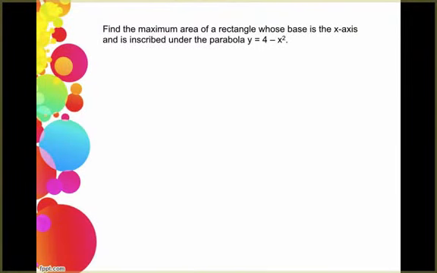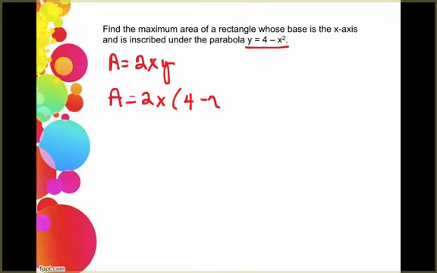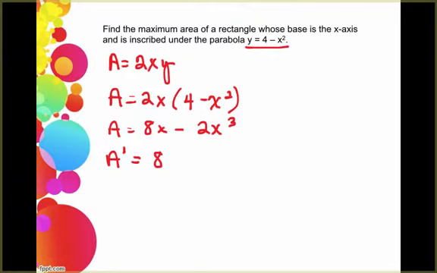We know that our equation for the area that we were just looking at was area equals 2xy. And we also know that y is 4 minus x squared. So substituting in, we get this. Now I'm going to distribute and get 8x minus 2x cubed. And then I'm going to take my derivative and get 8 minus 6x squared and set that equal to 0 so I can find my critical points. So if I solve, I'm going to get that x is positive or negative square root of 4/3.